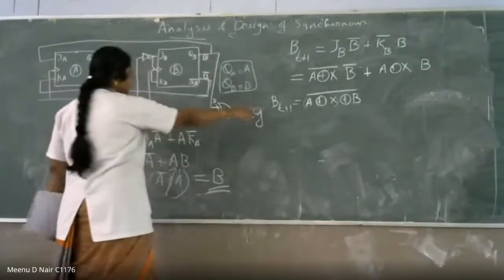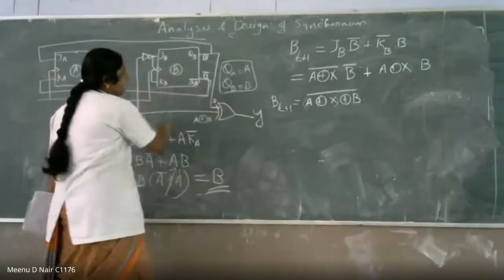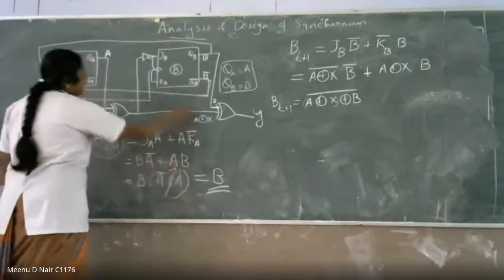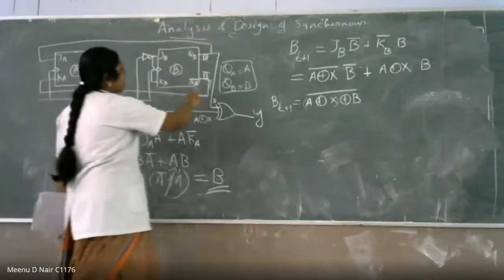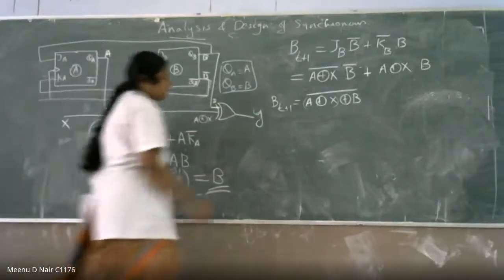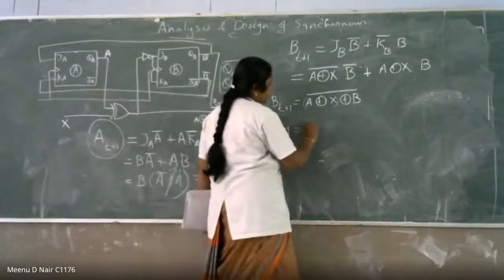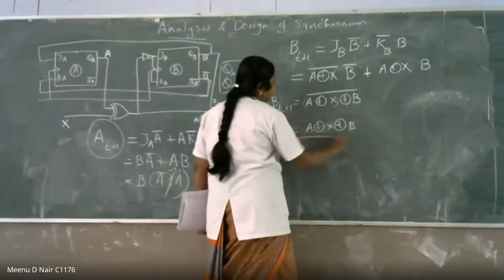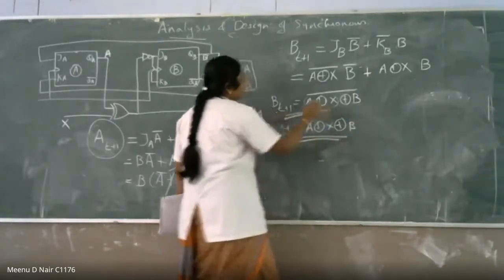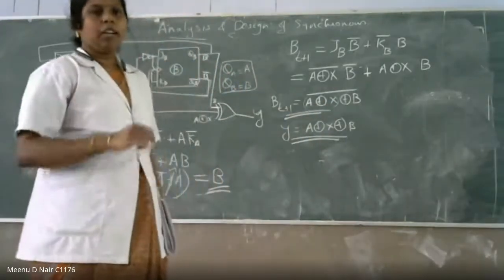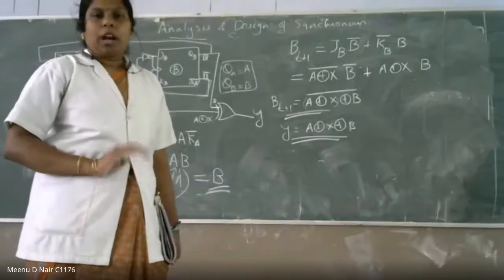So this is the next state expression for B T plus 1, the second flip-flop B. The first flip-flop is B alone, and the second flip-flop is A XOR X XOR B whole bar. Then Y is nothing but A XOR X XOR B. This was the expression for Y. So now you have found the next state expression for flip-flops 1 and 2 and also your output Y.